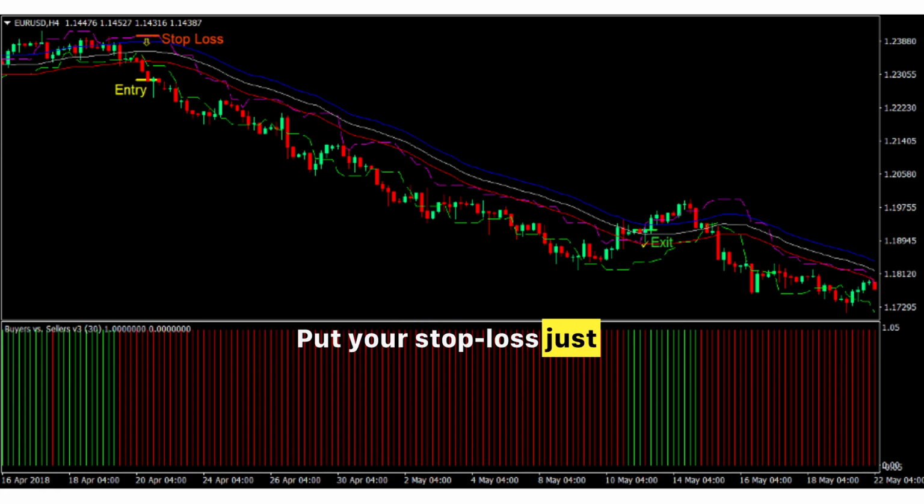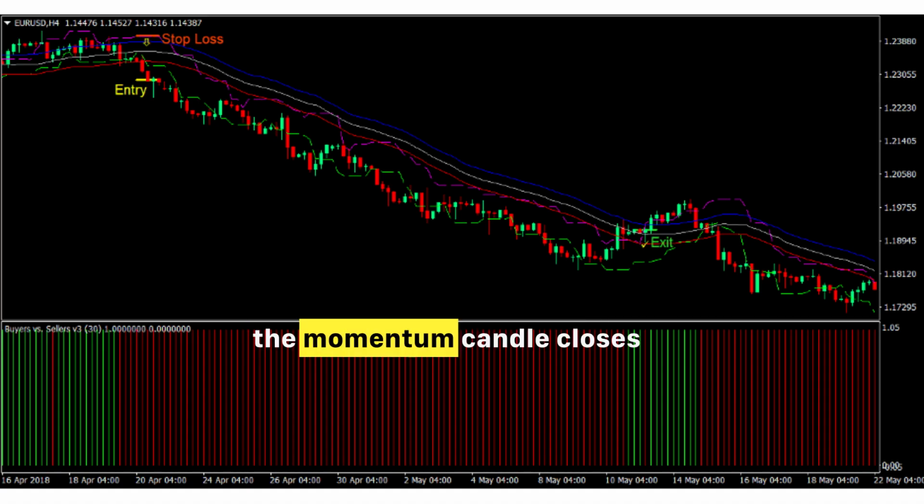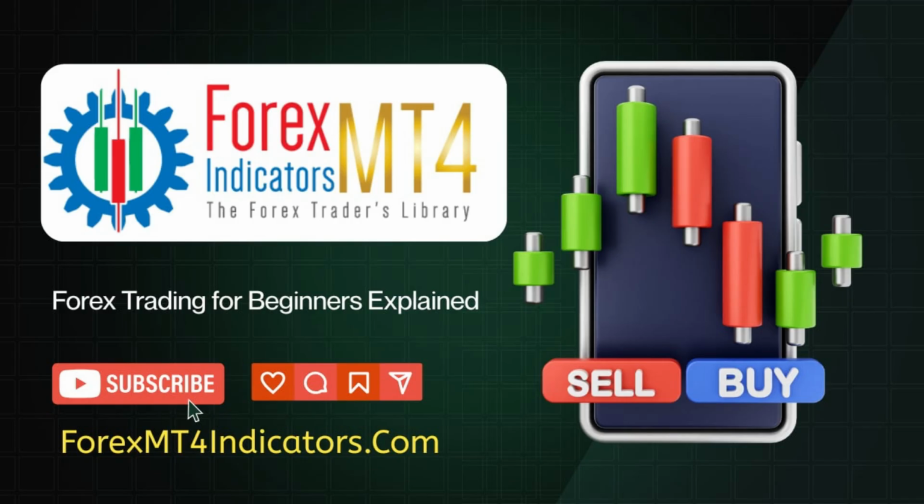Put your stop loss just outside the envelope band, below it for buys, above it for sells, to protect against sudden spikes. And only enter after the momentum candle closes. It avoids false breakouts. Ready for smoother entries backed by momentum?